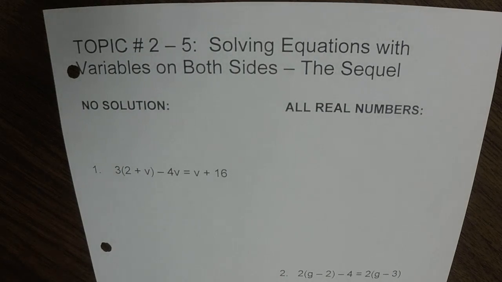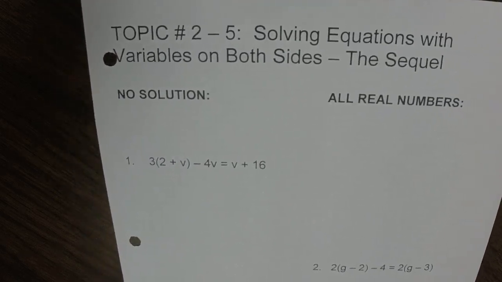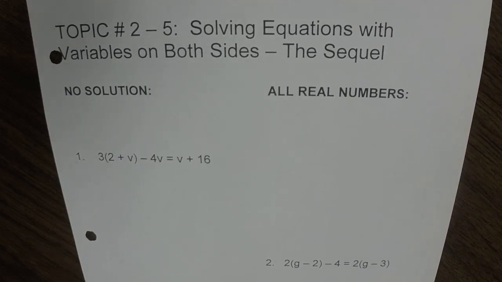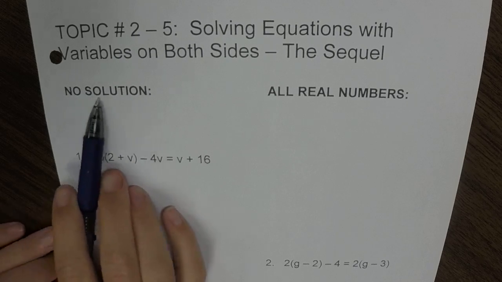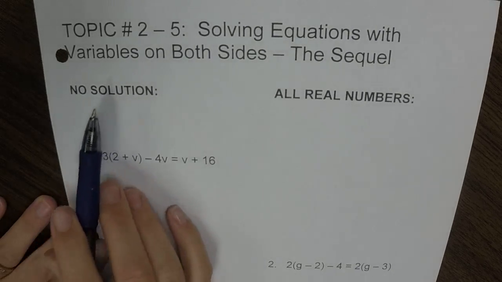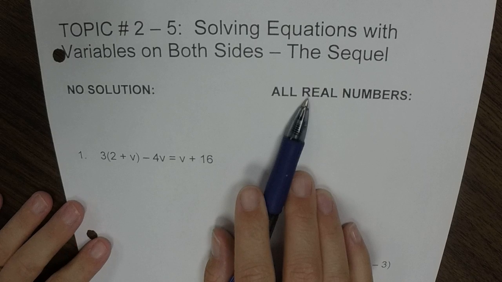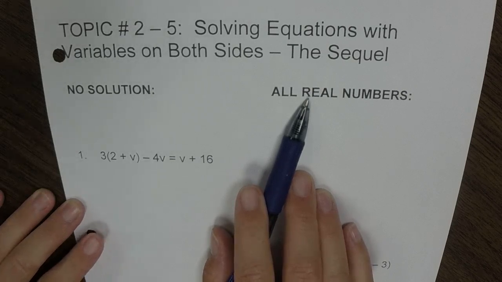Welcome to the last episode of Solving Equations for Crimes Notes. These are still going to be equations that have variables on both sides, but we're going to run into some very specific situations. One of those situations is going to be no solution. The other situation is going to be all real numbers, and these are very specific.